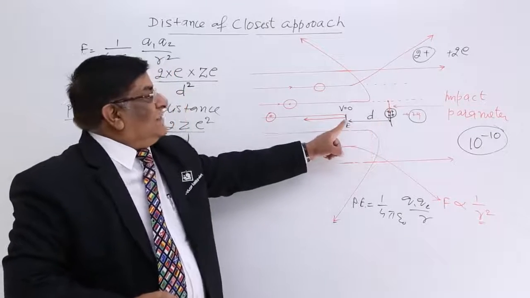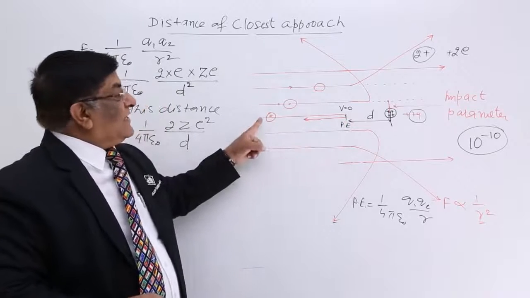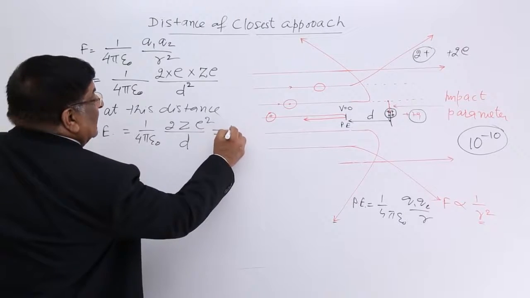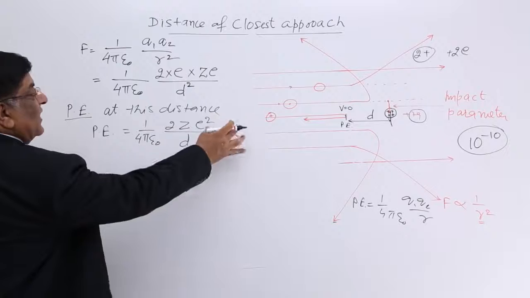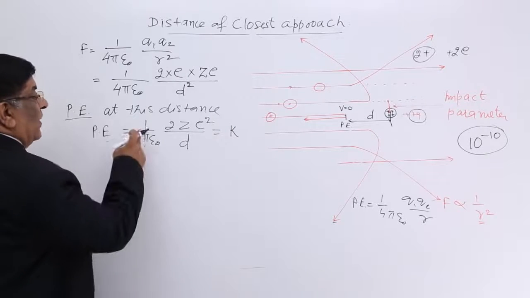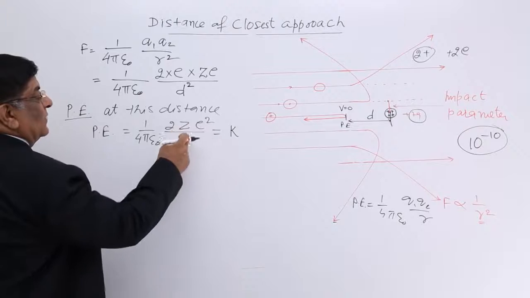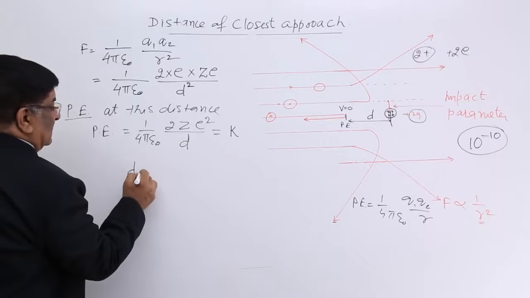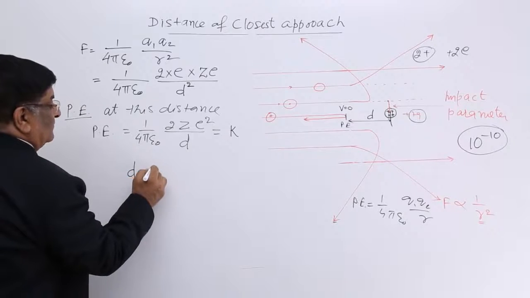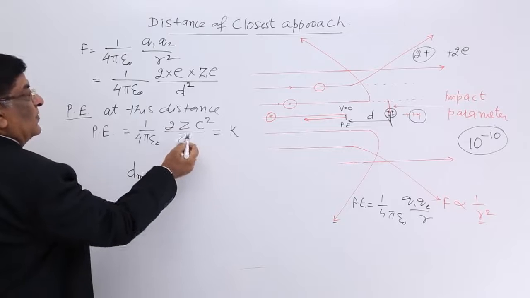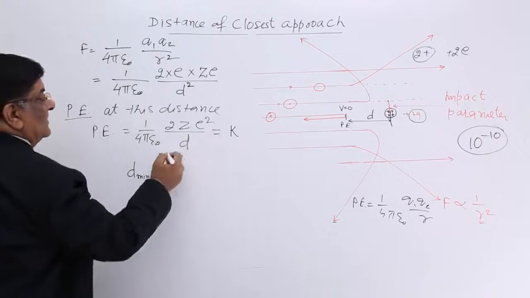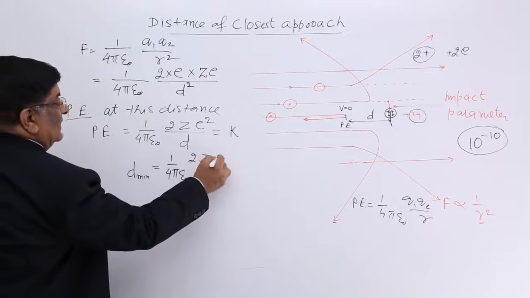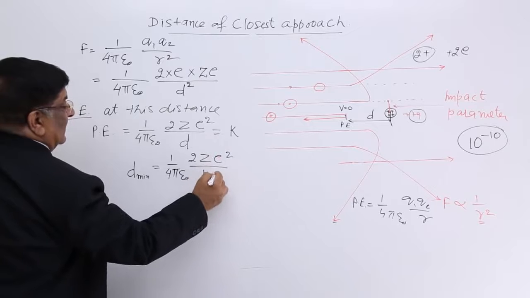Now we have already discussed that whatever is the potential energy here, that was kinetic energy here. So we can also write that this is equal to kinetic energy. K stands for kinetic energy. So now we have 1 upon 4 pi epsilon naught 2 z e square upon d is equal to K. Transfer d here. We can write it here also. So d minimum is equal to 1 upon 4 pi epsilon naught 2 z e square upon kinetic energy of the alpha particle.